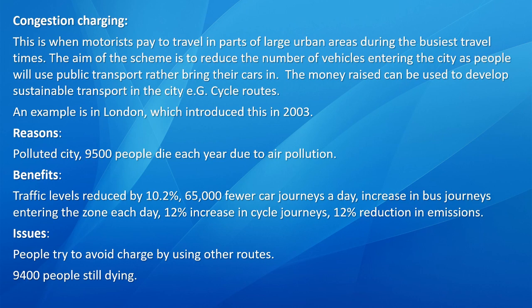65,000 fewer car journeys a day, increase in bus journeys entering the zone each day, a 12% increase in cycle journeys, and a 12% reduction in emissions. So we can see there's a direct correlation there. So as you create those pull factors, people are going to just naturally think in those two terms.